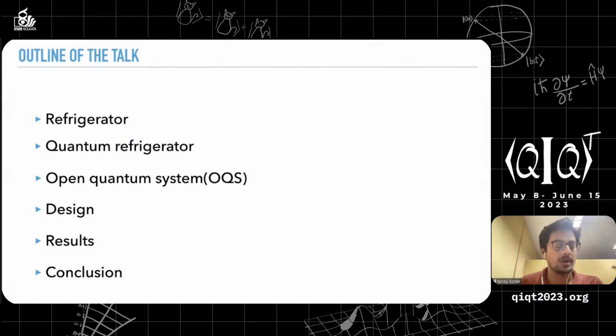I'll first talk about what a refrigerator is, the kind we see on a regular basis, and what a quantum refrigerator is. Then I will talk about open quantum systems, how they are utilized, and how we are utilizing this for refrigeration. And then I will talk about the design of a refrigerator, then the results, and then I conclude my talk.